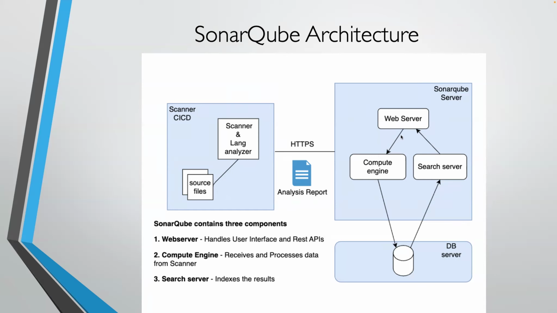And then you have a compute engine which is going to get the data from the scanner, and then it will process the data. And then you have a search server. So after the compute engine performs the scan, whatever the results, the search server will actually index those results. Okay. And then you also have a database server. That is mainly for persisting all the data. And database server can be Microsoft SQL Server or PostgreSQL Server or Oracle database server, right? So that's a very simple architecture behind SonarQube.